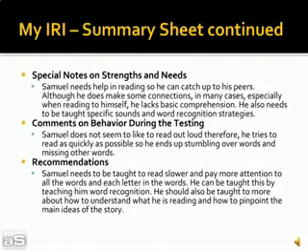Comments on his behavior during testing. Samuel does not seem to like to read out loud, therefore he tries to read as quickly as possible, so he ends up stumbling over words and missing other words.